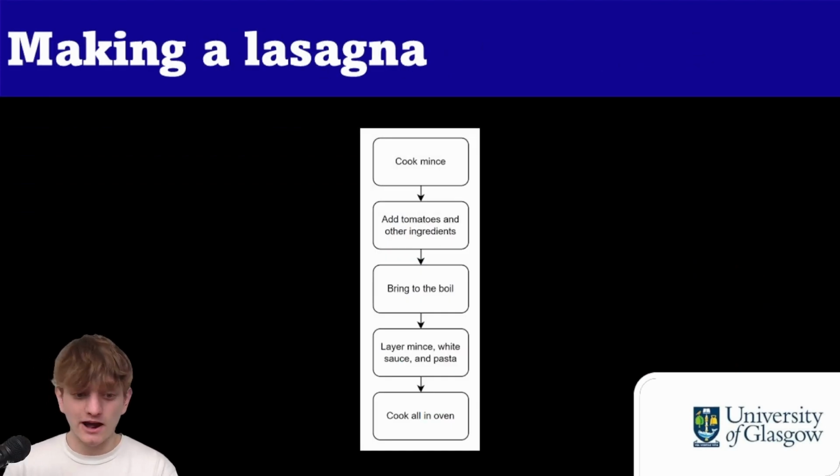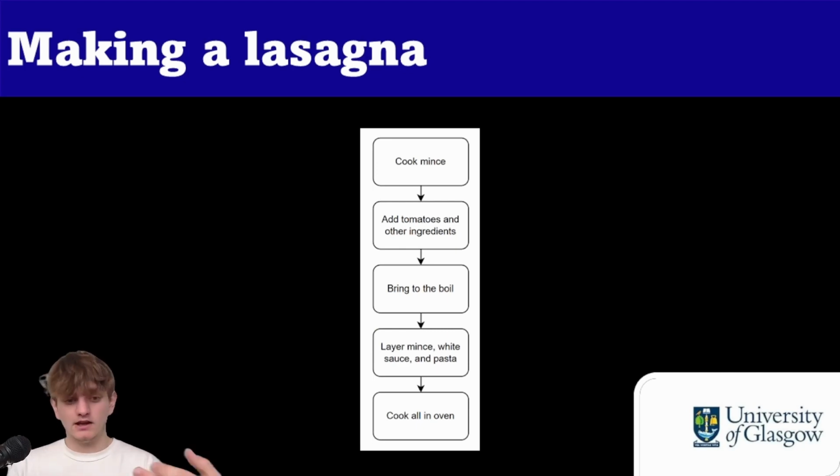Okay, now we're going to look at the first programming construct, and this is probably the most important one. Well, let's say you were making lasagna. There's a series of steps that you're going to have to follow to make that lasagna. You're going to have to cook the mince first, then you're going to have to add the tomatoes and the other ingredients to the mince in the pan. Then you're going to have to bring it to the boil, and then once it's finished cooking, you're going to layer the mince, white sauce, and pasta in your tray, and then you're going to cook that all in the oven. So we've just got a list of instructions here, basically.